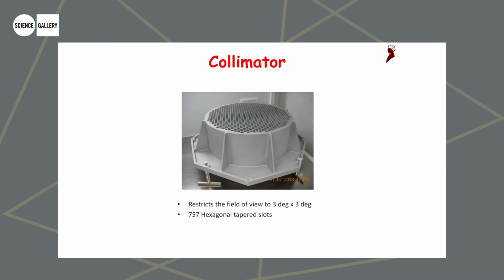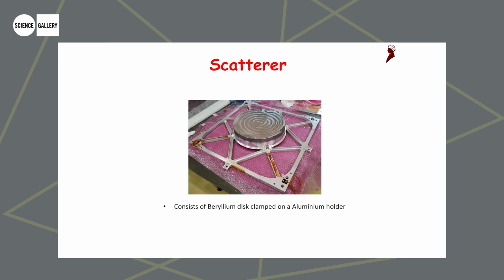So, this is the collimator, which helps us to restrict the field of view to 3 degree by 3 degree, and there are totally 757 hexagonal tapered holes made in this aluminum block. And this is the scatterer which scatters the incoming photons when they fall here. This scatterer is made of beryllium, and it is fixed on the aluminum holder. This also is used as the base plate.